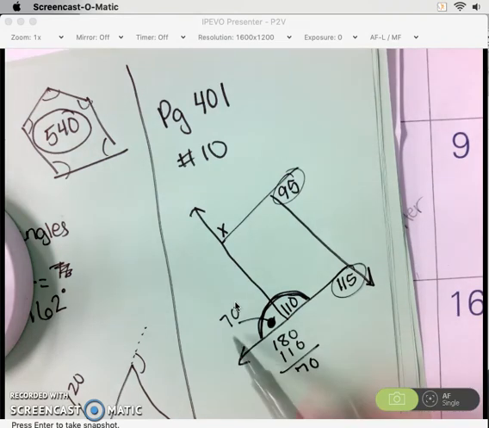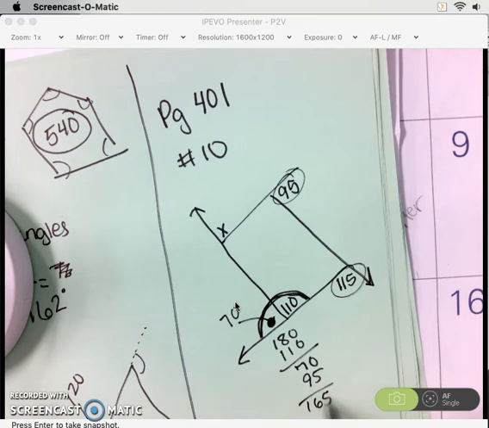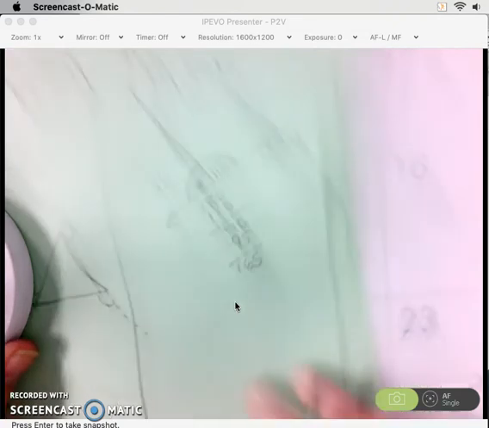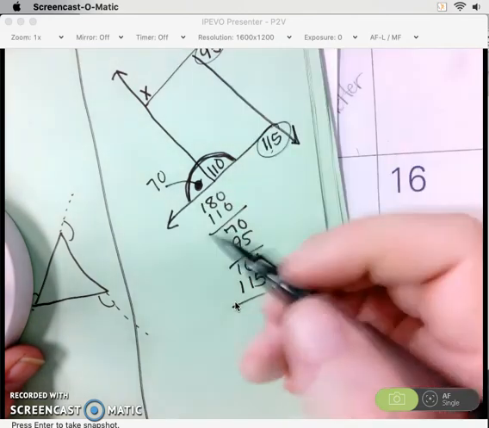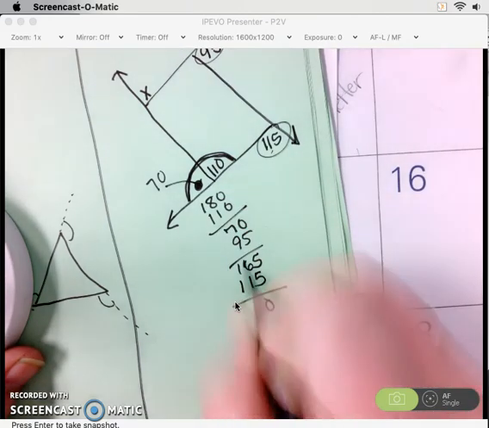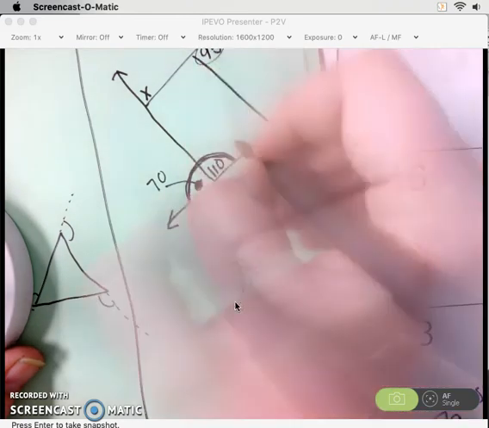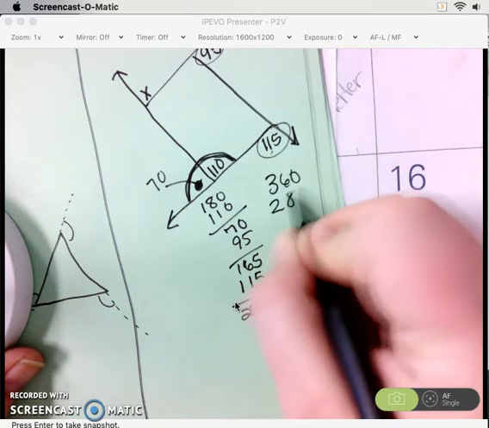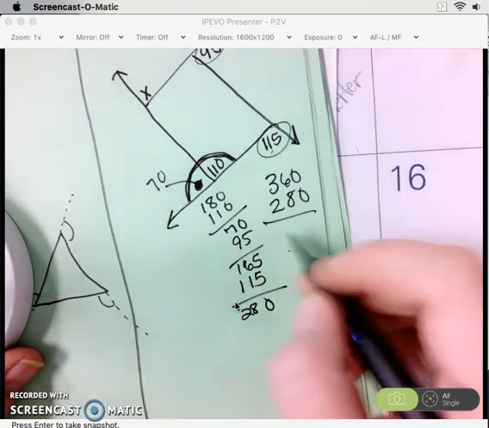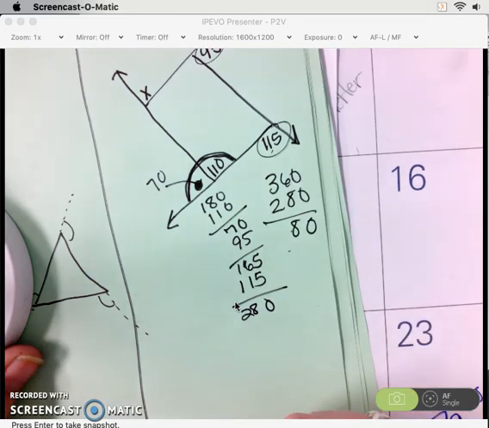Well, then I have 70 plus 95 gets me 165, and then add it to the 115. So I'm adding up all of my exterior angles, and I get 280, and I'm going to subtract that sum of the exterior angles from 360. So I get, would it be 80? 80 degrees.